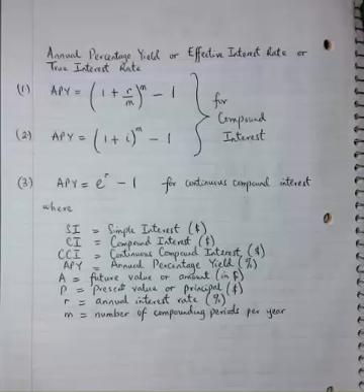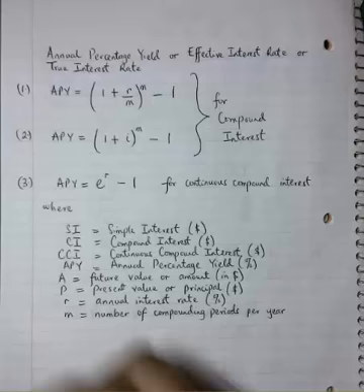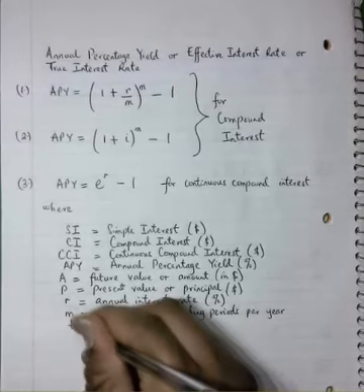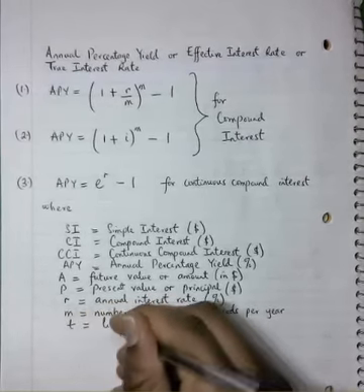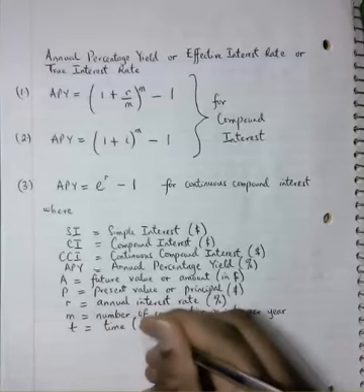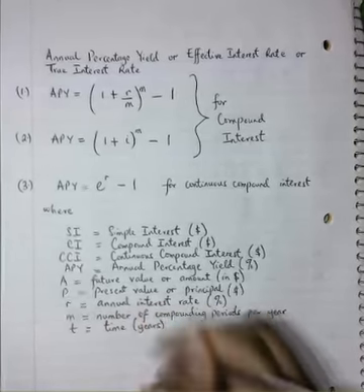M is the number of compounding periods per year. It is unitless. T is the time, and the time is in years.